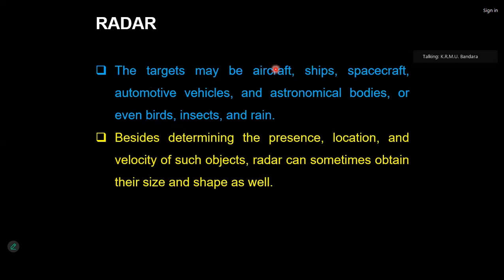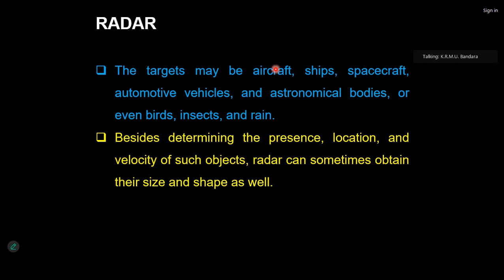Okay, the targets may be different kinds of targets: aircraft, ships, spacecraft, that is the satellites, automotive vehicles, and astronomical bodies, including Earth, or even birds, insects, and the rain as well. We can use the radar to detect any of these kinds of objects.